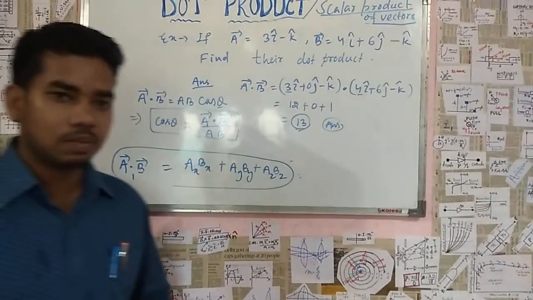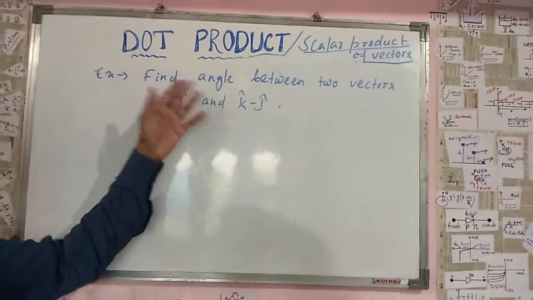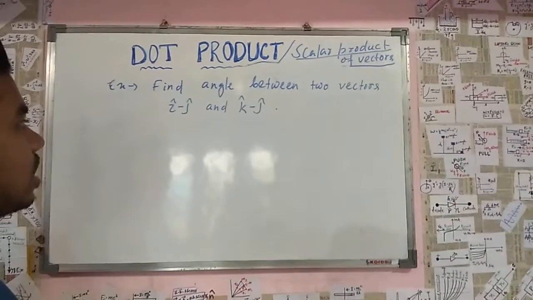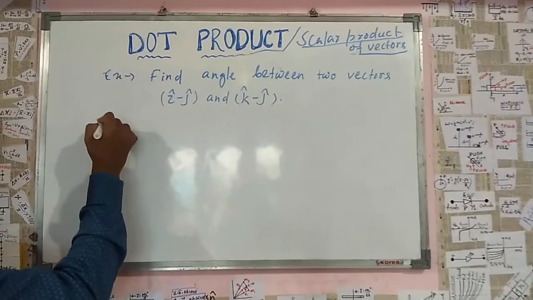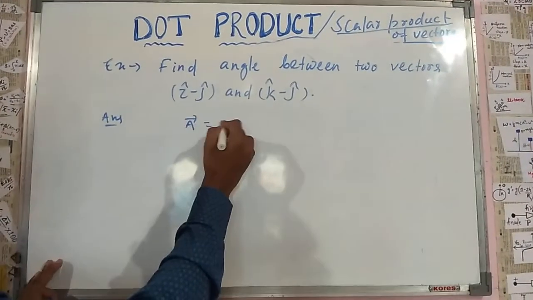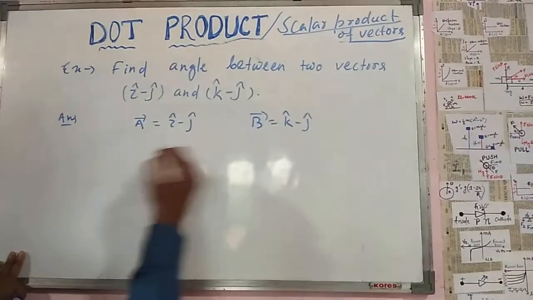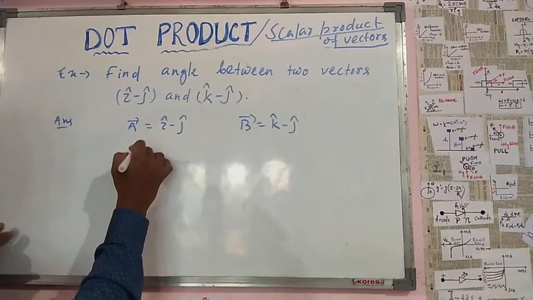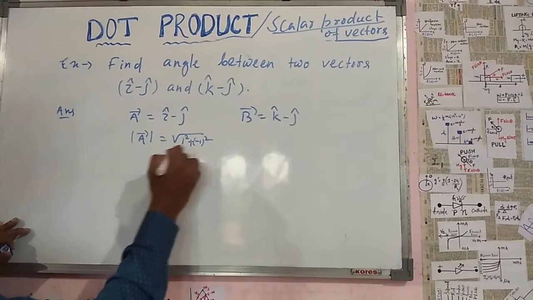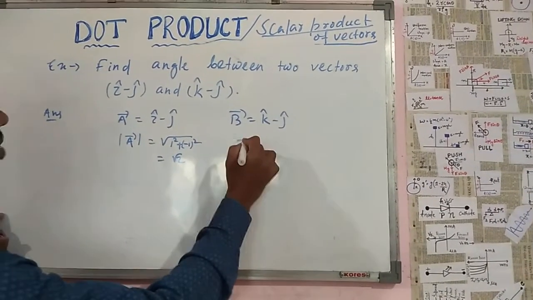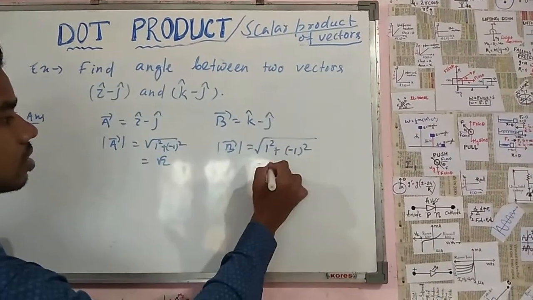So let us see another example. Find the angle between two vectors i cap minus j cap and k cap minus j cap. Let us take a vector equal to i cap minus j cap and b vector equal to k cap minus j cap. In cos theta we need the a vector mod and b vector mod. So the a vector mod equals root of 1 square plus minus 1 square, so it will be root 2. And the b vector mod will be 1 square plus minus 1 square, so it will be root 2 also.